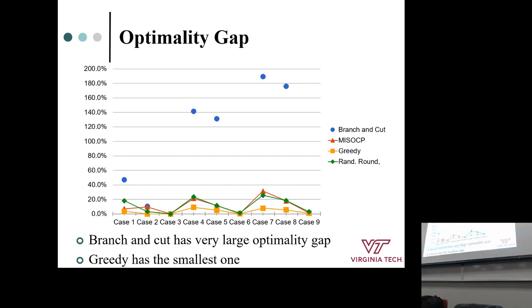The greedy gives us a feasible solution. And MISOCP also gives us a feasible solution, and so on. We compute the best bound by using the best bound from the solver. So we can see consistently our greedy works the best. The gap is less than 5%.